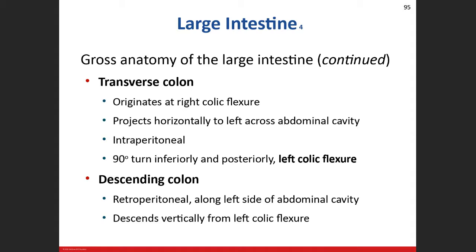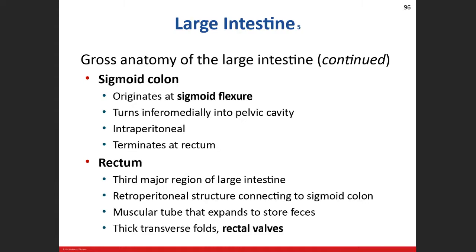Okay? And it heads down towards the sigmoid colon. It gets to the sigmoid colon, it is no longer retroperitoneal, it becomes an intraperitoneal structure, but it is going to now make a beeline to the center of your pelvic floor. So it is going to move inferior and medial to the pelvic cavity. And it comes to a screeching halt at the rectum.